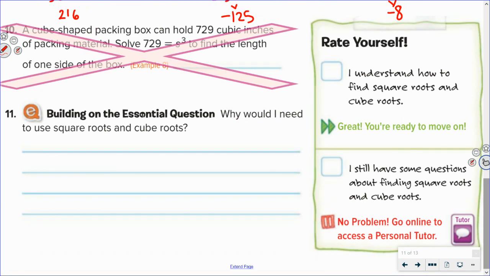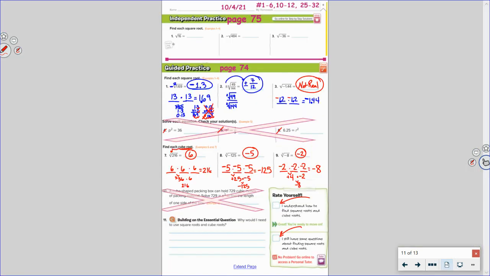So, ladies and gents, at this point, I would ask you to be so kind, rate yourself. Where are you? You understand? Feeling pretty good? Or you still have some questions and you might want to pause, rewind the video, do what you got to do. Homework again, page 75, 1 through 6, 10 through 12, 25 to 32.